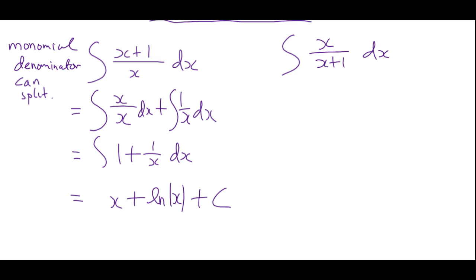Now, let's contrast or compare this with the integral of x over x plus 1. So now, we do not have a monomial in the denominator, right? The denominator is a binomial. So, binomial denominator.